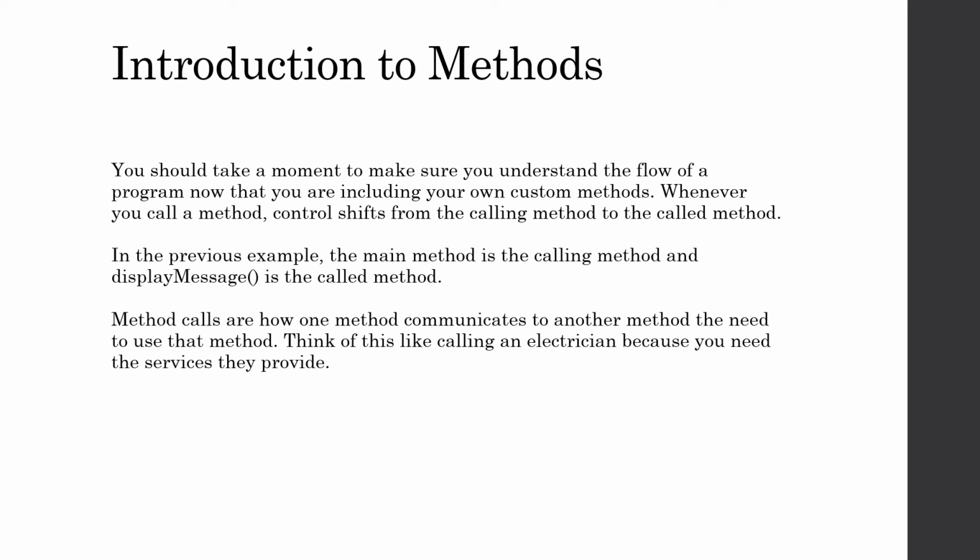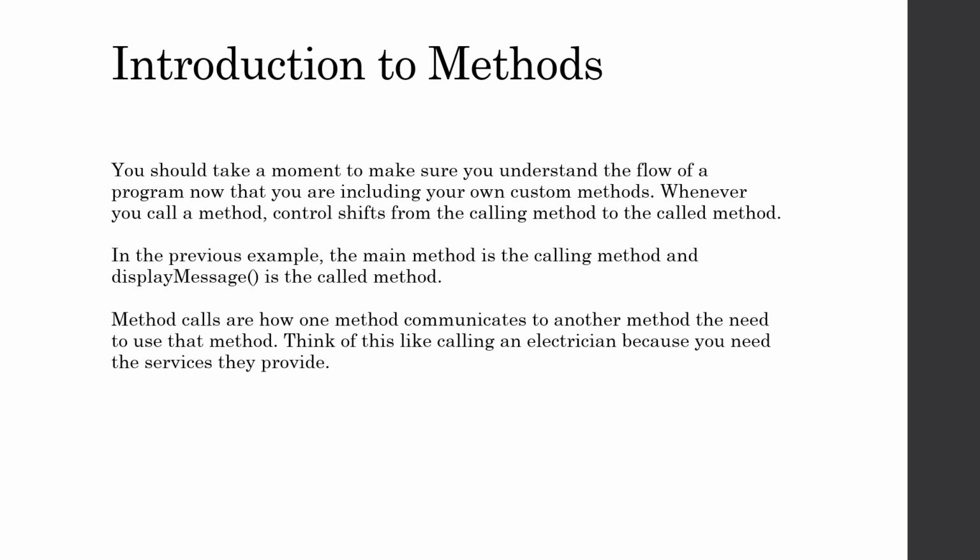So before we move on, just to kind of wrap up on this introduction, we should take a moment to make sure that we actually understand the flow of a program now that we are including our own custom methods. So whenever you call a method, it is important to keep in mind that control will shift from the calling method to the called method. So in this example that we just went through, the main method is going to be the calling method because that's where we see the call to the other method. And then display message is going to be the called method. So that's the method whose name we've actually specified and who we're actually trying to call.